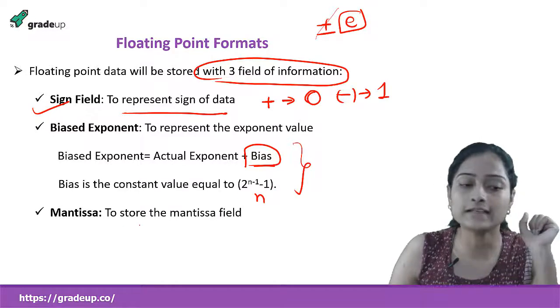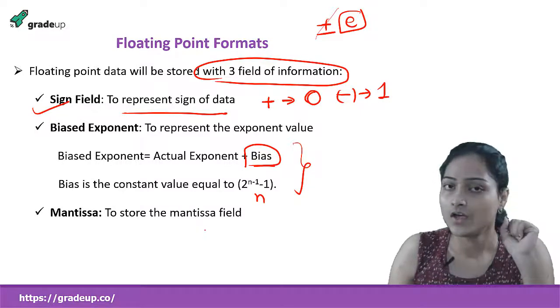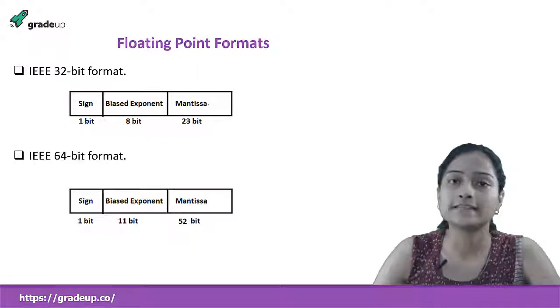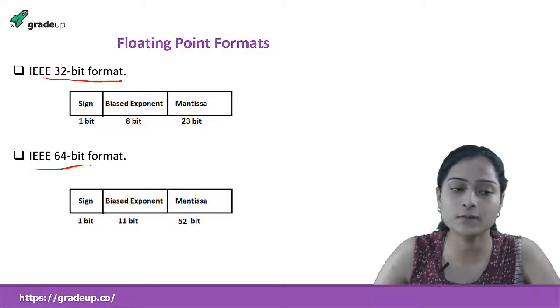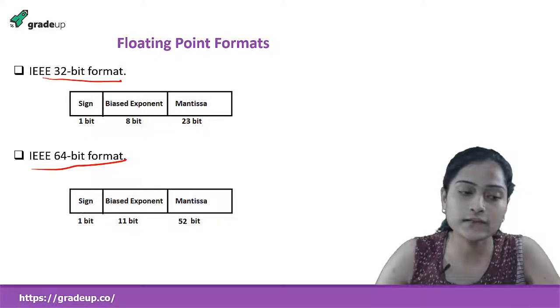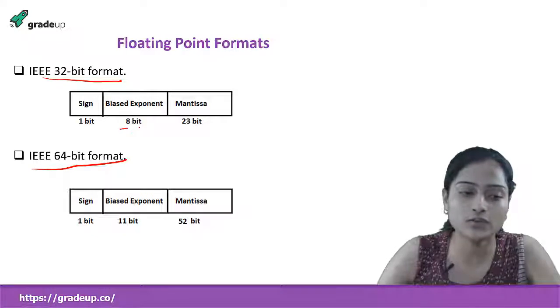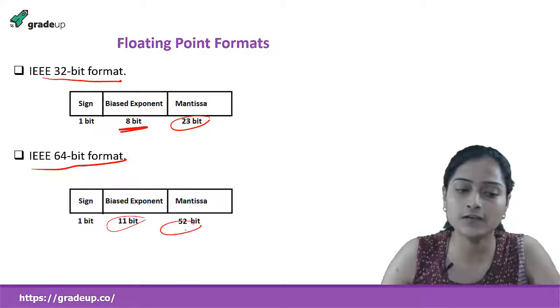Then the mantissa field, which is the fractional part of your data. Let us see the representation used for storing these 3 fields. Basically, in floating point arithmetic, we are provided with 2 standard formats for representing your data. One is the 32-bit format and the second is the 64-bit format. In both formats, you will use 1 bit for your sign, but for the biased exponent, in 32-bit you are going to use 8 bits and for the mantissa you are going to use 23 bits. For the 64-bit format, 11 bits and 52 bits respectively.